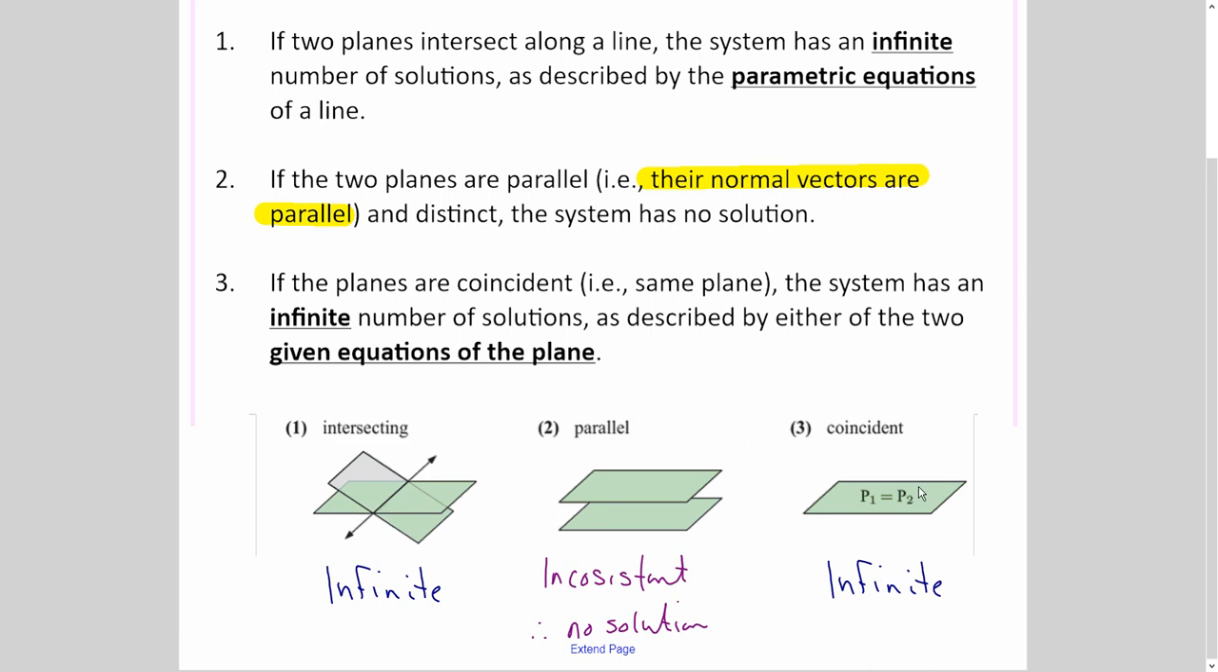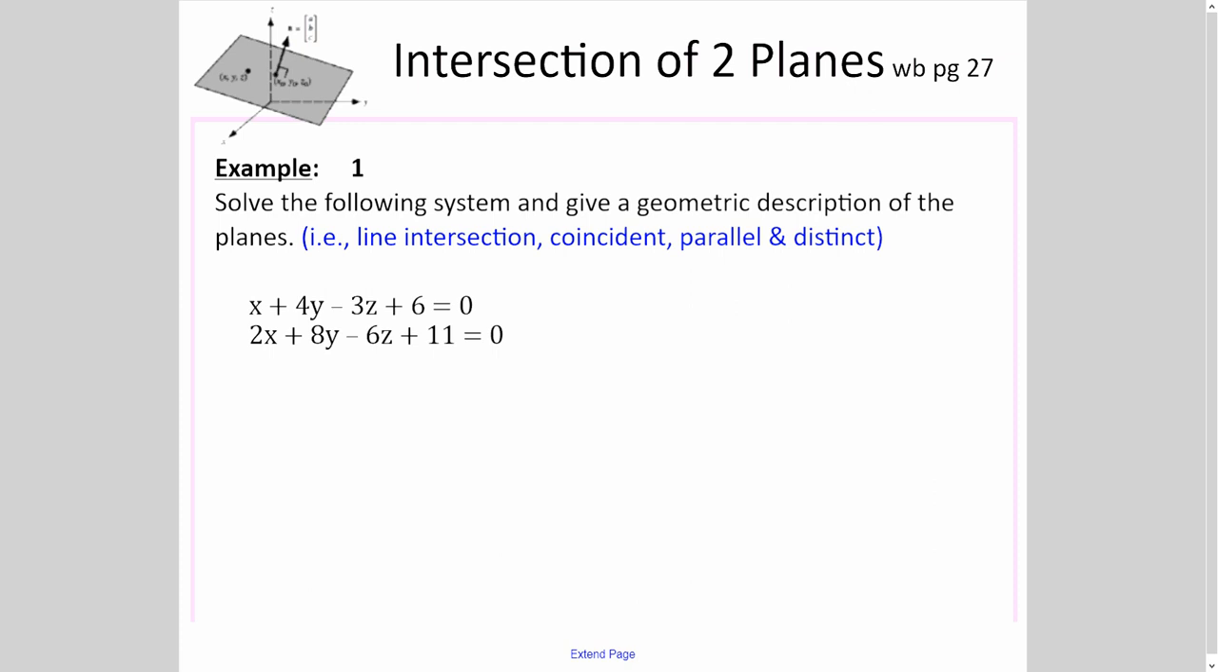So we're going to look at 3 examples for doing this. And this is our first example. So the first thing I'm going to do is I'm going to identify this as equation 1, and this is equation 2. And I want to identify my normal vectors first. I want to look at my normal vectors because this is going to tell me if they're going to intersect at a line or if they're parallel to one another.